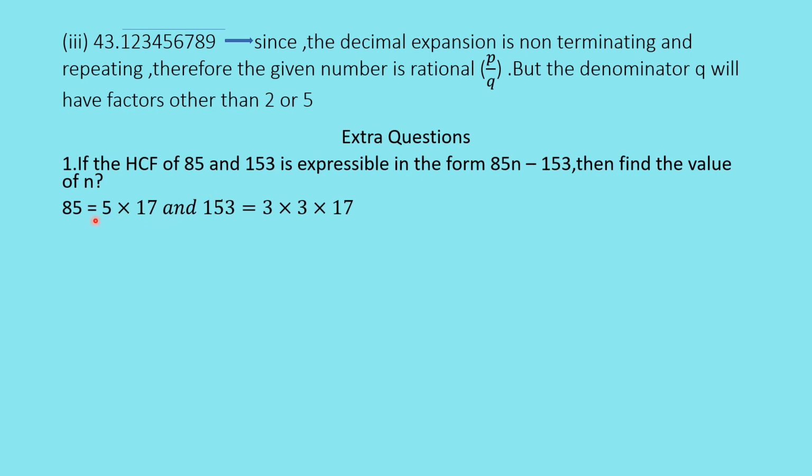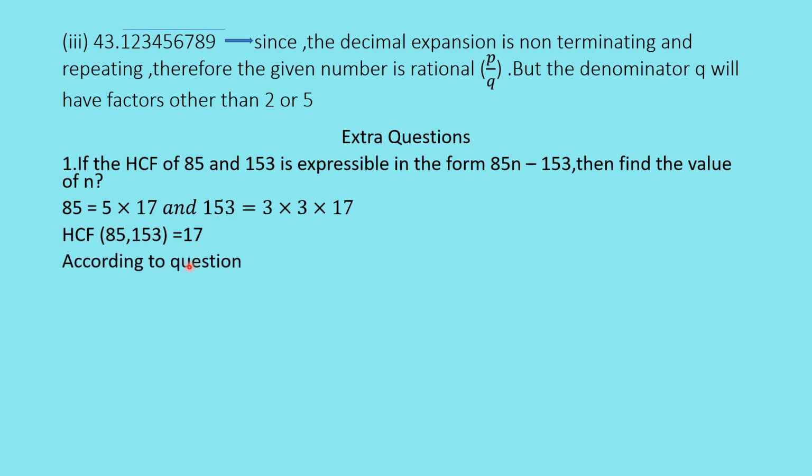You can use prime factorization method or Euclid's division algorithm to get the HCF. Here I am using prime factorization method. So 85 can be written as the product of primes 5 multiplied by 17. 153 can be written as 3 multiplied by 3 multiplied by 17. Therefore, HCF of 85 and 153 is 17.